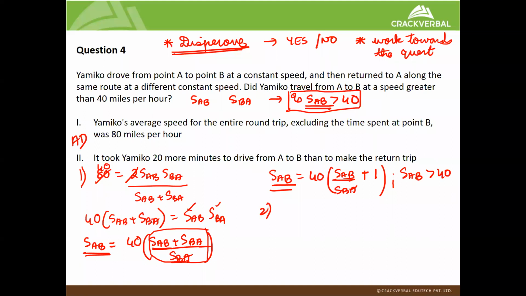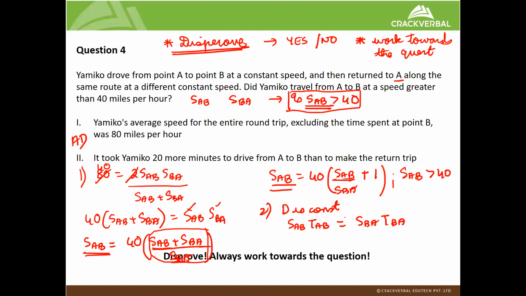Now in this entire question, they are telling me that Yamiko drove from point A to point B and then returned to A along the same route. So I know that clearly distance is going to be constant. So when distance is constant, I know that SAB into TAB has to be equal to SBA into TBA. Since distance is constant, the distance from A to B has to be equal to the distance from B to A. And the distance from A to B will be equal to speed into time, so speed of A to B into time of A to B. And the distance of B to A again will be speed into time, that is speed of B to A into time of B to A.